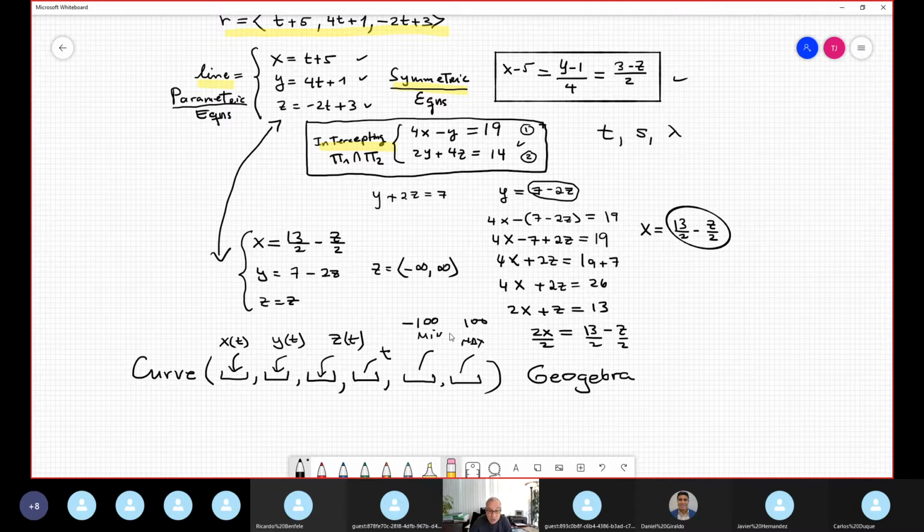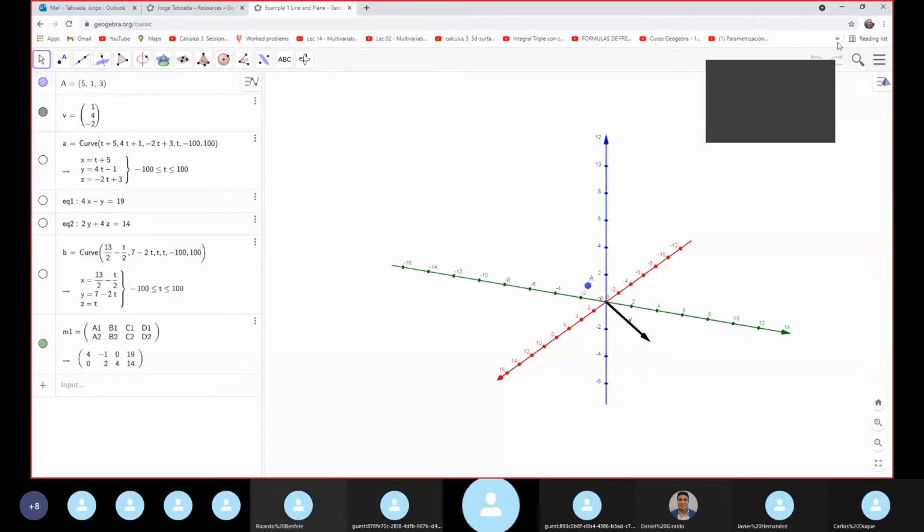Let me switch, guys, to GeoGebra, and you see clear the problem. Okay, now share screen to GeoGebra. Boom. Do you see GeoGebra?